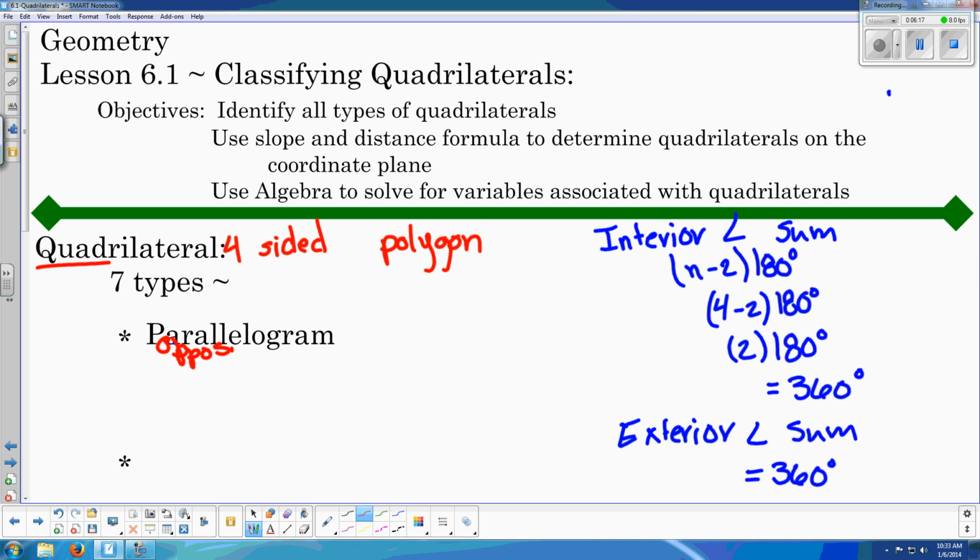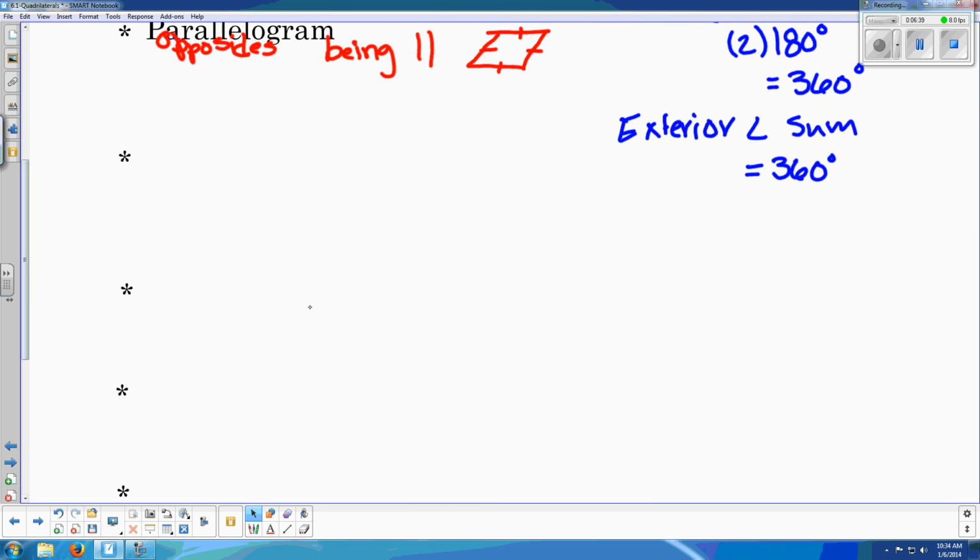opposite sides being parallel. So that means that the sides across from each other are parallel. So this side would be parallel with this side, and this side would be parallel with this side. Now, our next quadrilateral is going to be a type of parallelogram, which is a rhombus.